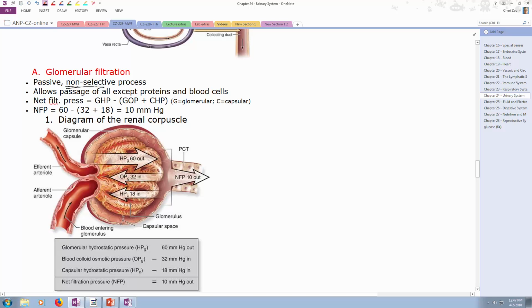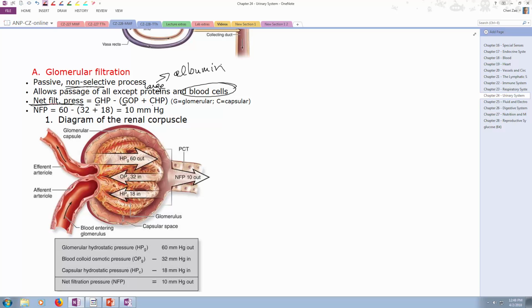That's what non-selective means. The solutes, we'll take all comers. So it allows the passage of all except for proteins, basically large proteins like albumin, and our blood cells, red blood cells, white blood cells, and platelets. And so the formation of the filtrate is going to result from net filtration pressure, which is GHP. G stands for glomerular hydrostatic pressure. And then we have a glomerular osmotic pressure, which counteracts hydrostatic. I hope you guys remember, hydrostatic pushes the fluid out, osmotic pulls the fluid in.